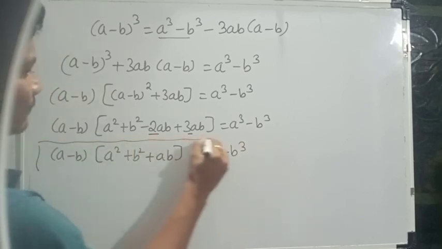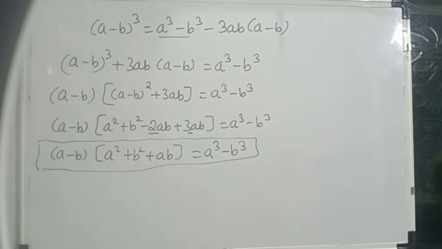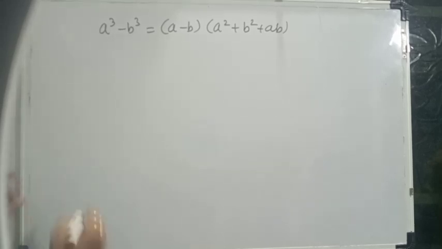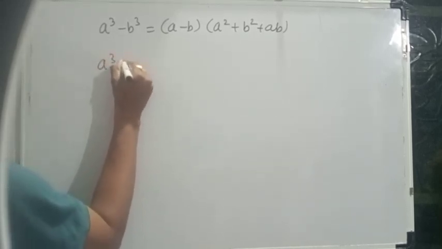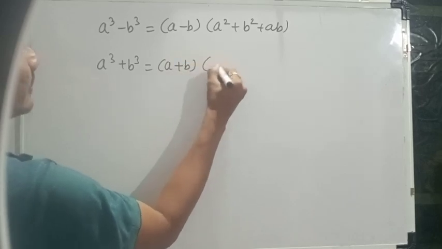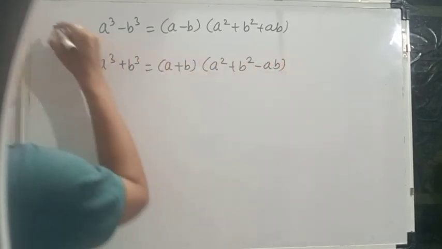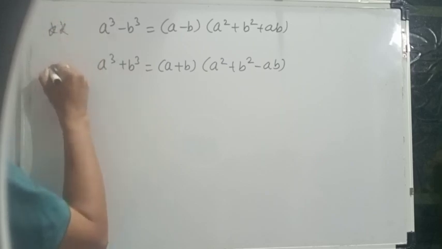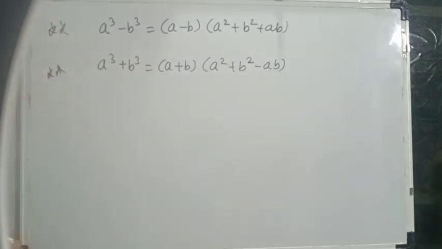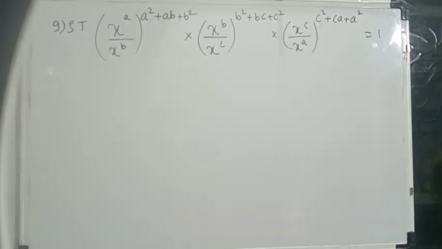This is one more important identity we should remember in algebra, and these are the identities you should remember. A cube minus b cube is equal to a minus b into the bracket a square plus b square plus ab, and a cube plus b cube is equal to a plus b into the bracket a square plus b square minus ab. These are the two most important identities we should remember in solving the numericals.